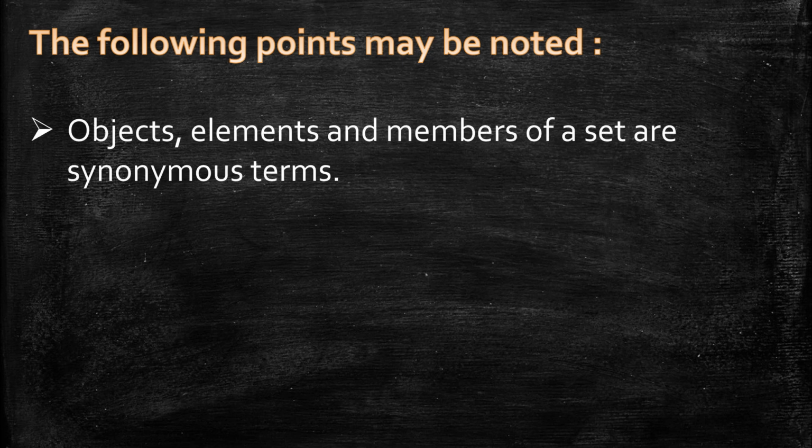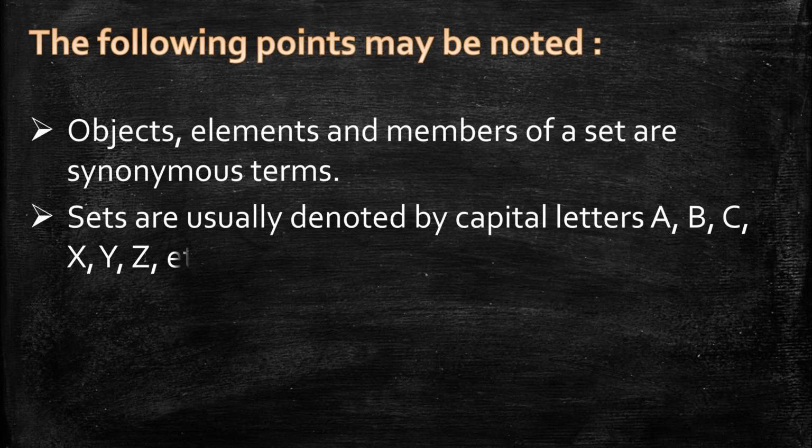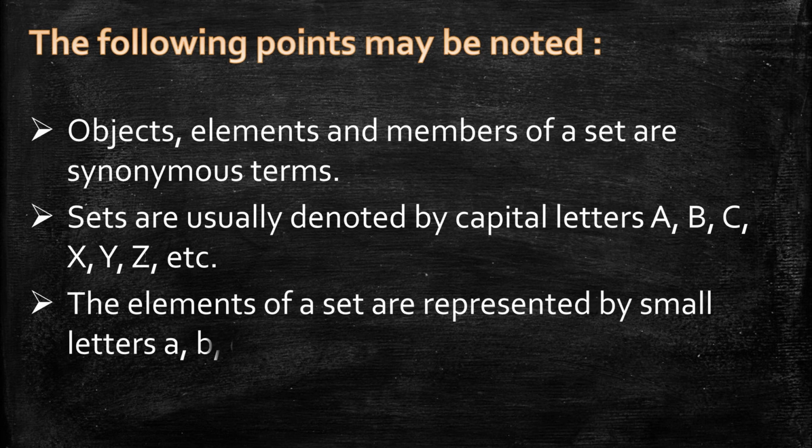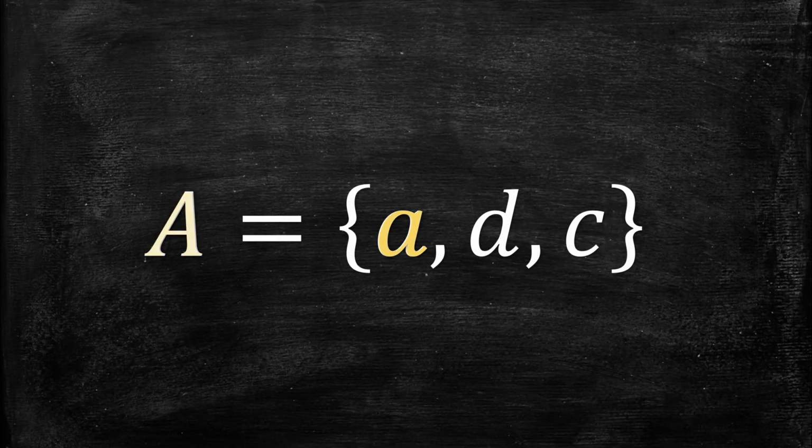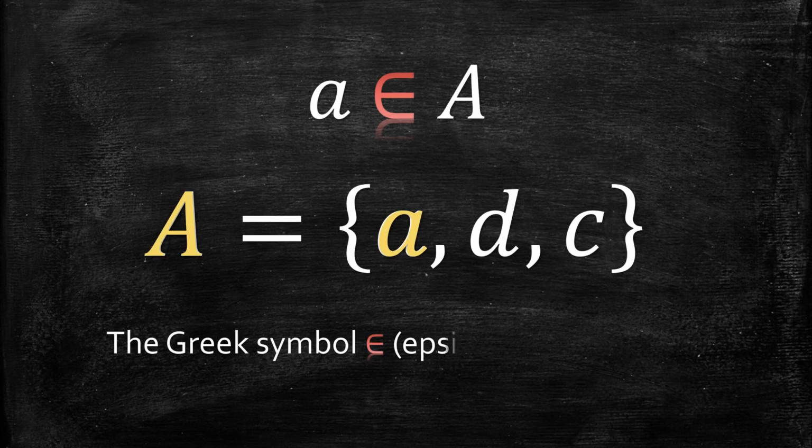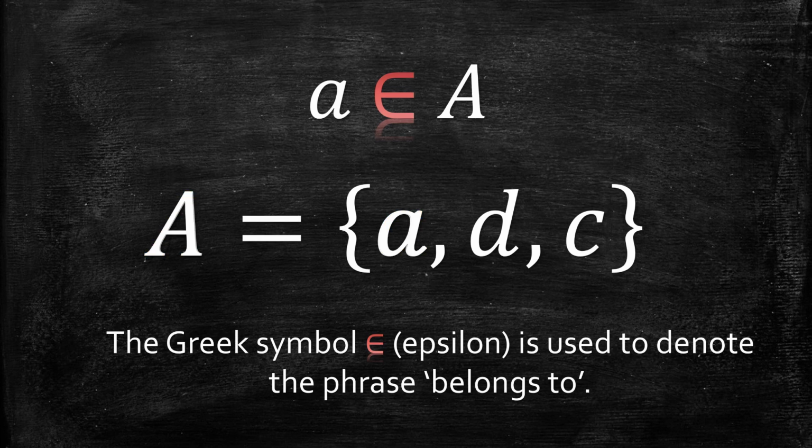Objects, elements, and members of a set are synonymous terms. Sets are usually denoted by capital letters A, B, C, X, Y, Z, etc. The elements of a set are represented by small letters a, b, c, x, y, z, etc. If a is an element of a set A, we say that it belongs to A. The Greek symbol epsilon is used to denote the phrase belongs to. Thus, we write a ∈ A.